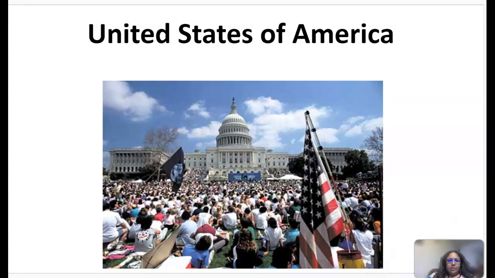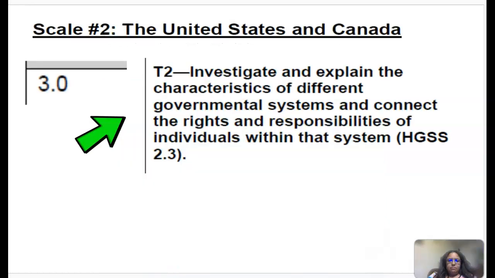The United States of America. We are looking at Scale 2, the United States and Canada. The target is Target 2. We're going to investigate and explain the characteristics of different governmental systems and connect the rights and responsibilities of individuals within that system. To receive a 3.0 on the SRG scale, this is the target that you need to make sure that you are able to identify and answer questions for.